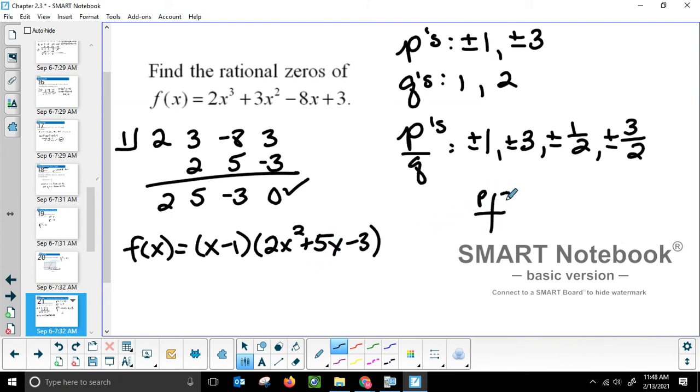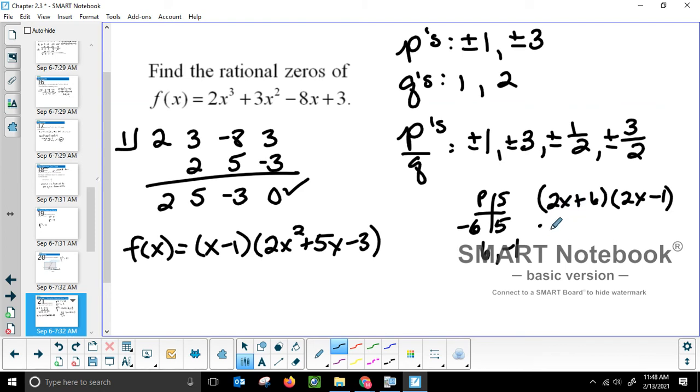So again, I can use my trash can method. 2 times negative 3 is negative 6, and 5. What numbers multiply together to give me negative 6, but add together to give me 5? How about 6 and negative 1? 6 times negative 1 is negative 6, and 6 plus negative 1 is 5. I keep my leading coefficient of 2, so 2x plus 6, 2x minus 1.